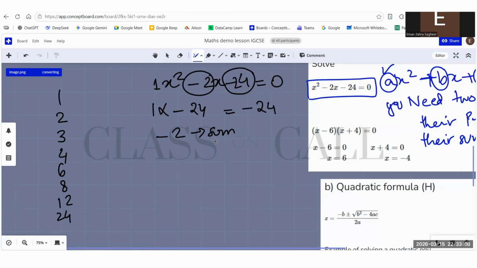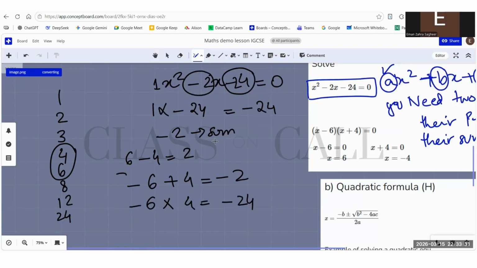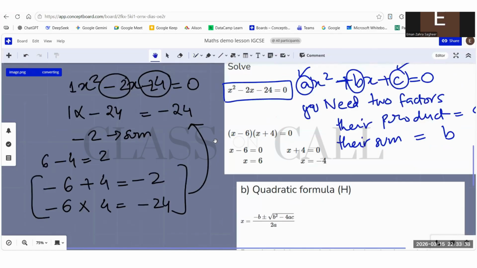So those factors will be 6 and 4. Okay, because if you subtract 4 from 6, you get 2. I want to get negative 2, so that's going to be negative 6 plus 4. From integers, negative 6 plus 4 is negative 2. If you multiply negative 6 and 4, you get negative 24. So that's basically here, in this quadratic equation, x squared minus 2x minus 24.